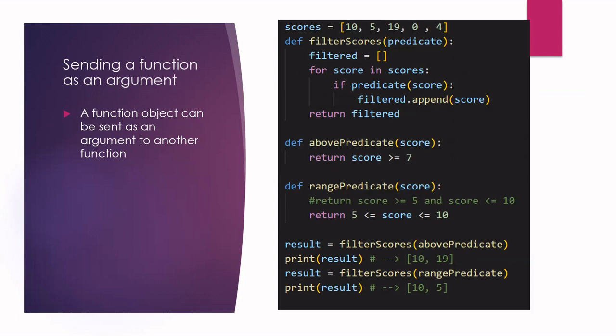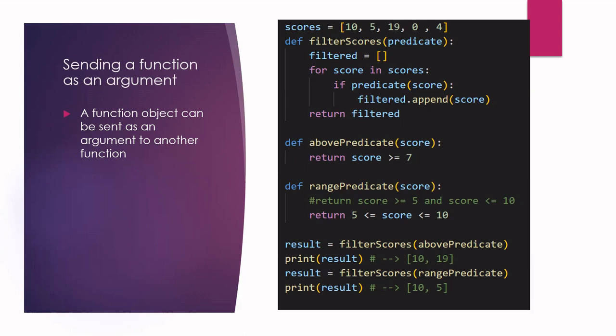Okay, and we want to filter these scores based on some sort of a predicate. So we would loop over the scores. These are the result of the filtered, and we would loop over the score and apply the predicate on the score. And if it returns true, then we append it to filter. If it doesn't, then we ignore it.